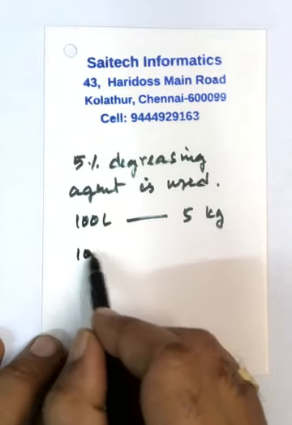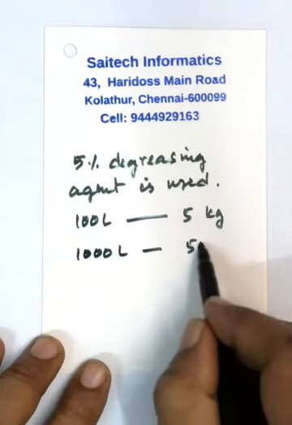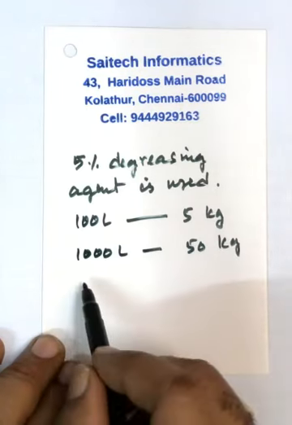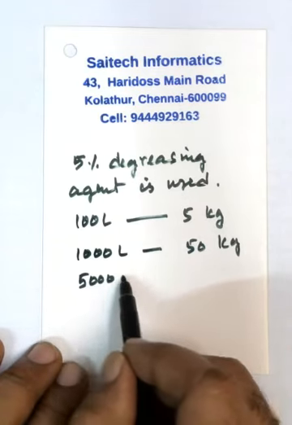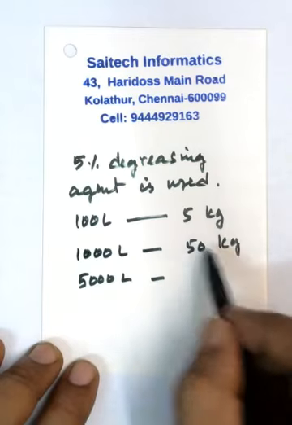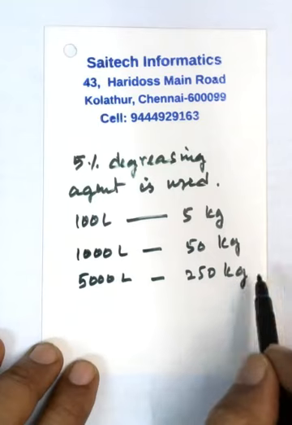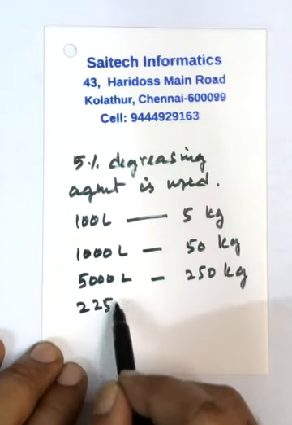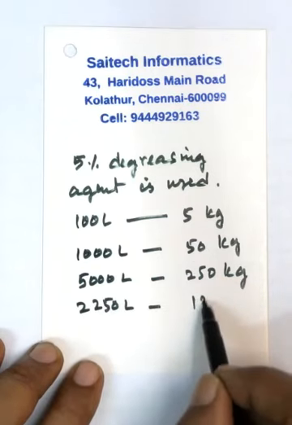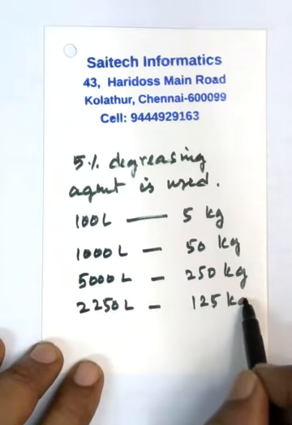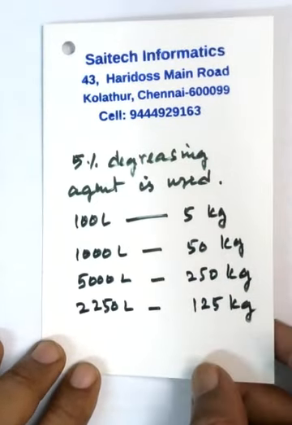For 1000 liters, we should add 50 kg. For 5000 liters, we have to add, you can multiply by 5, so 250 kg. For 2250 liters, you can divide by 2, so 125 kg. So we can work out this based on the formula also.